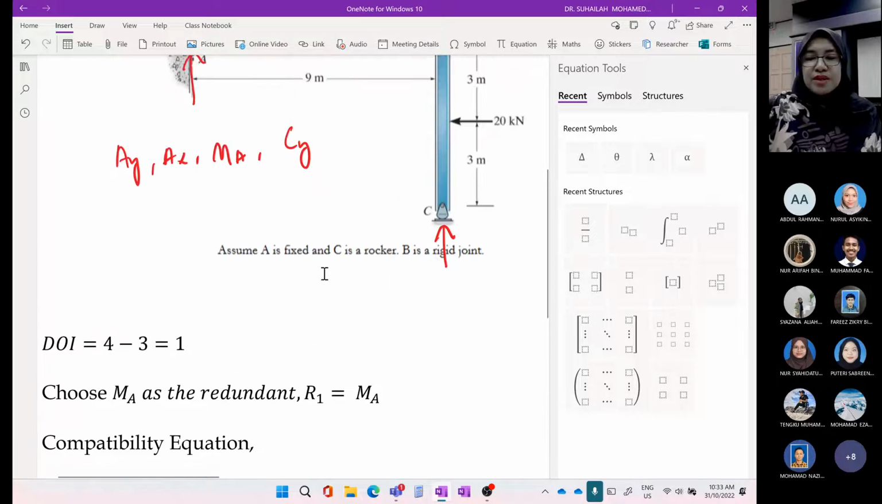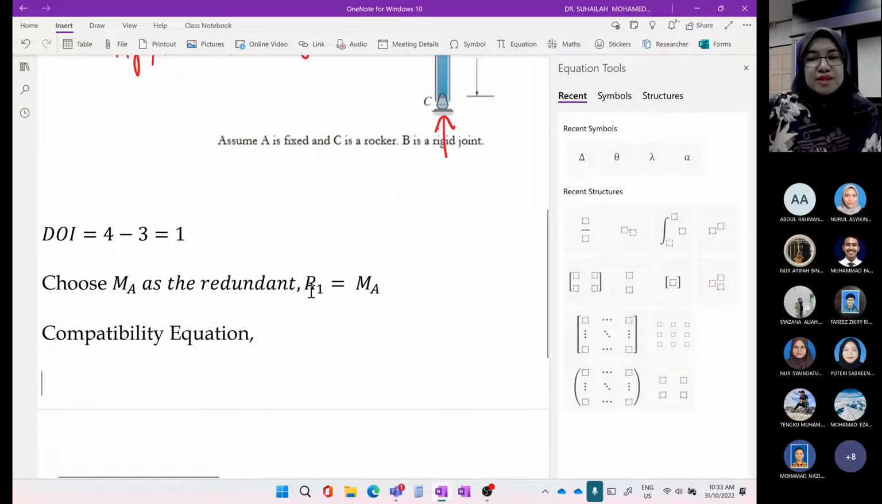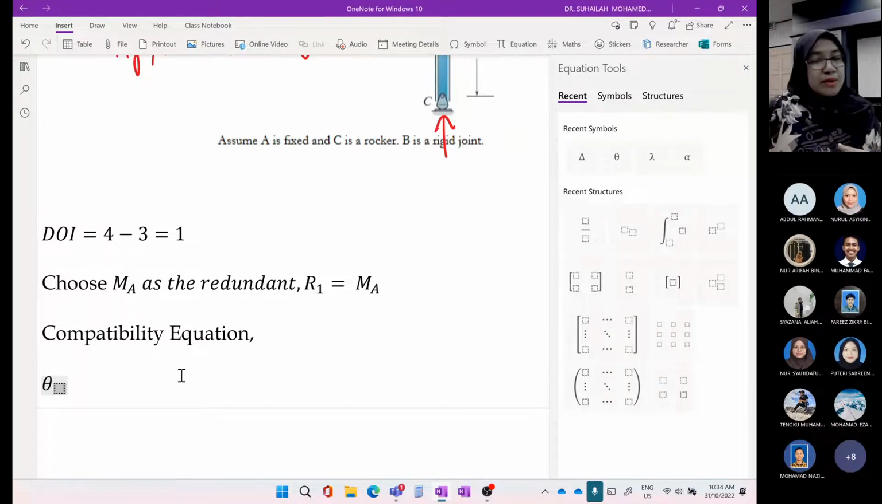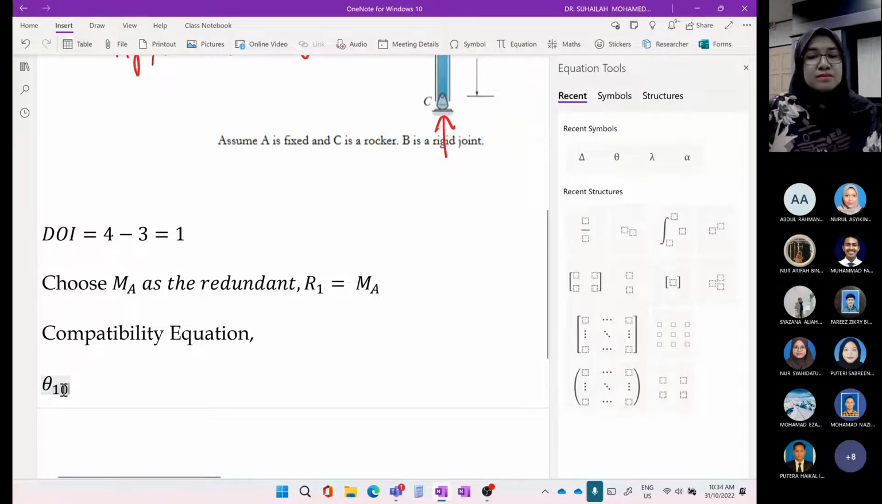Okay, the standard form of the compatibility equation. Remember, this is a moment, so we have to calculate rotation. A we change to 1, because we want to use numbering right now. We can use A, of course, but we can also use 1. So theta 1 knot is the displacement at the position of the redundant, position 1, position A.